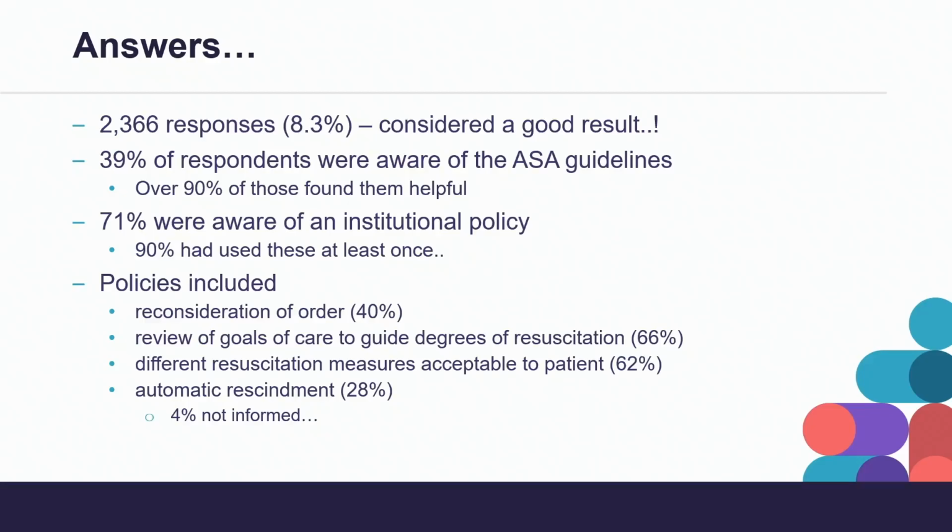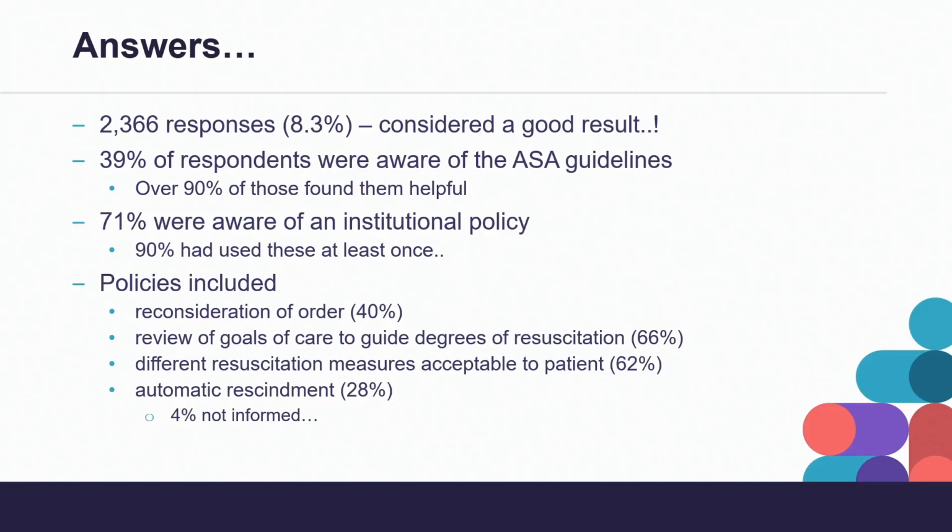39% of our respondents were actually aware that the ASA had guidelines. That was disappointing. But the good news was that over 90% of those who were aware of them had found them useful in these settings. 71% were aware that their institution actually had a policy on this. Concerning perhaps in thinking about the 29% who didn't, where were they going for their advice? But of those people who were aware of the policy, 90% of them had used it at least once. So you can perhaps extend the premise that those who weren't aware of the institutional policy had never developed a need, perhaps.